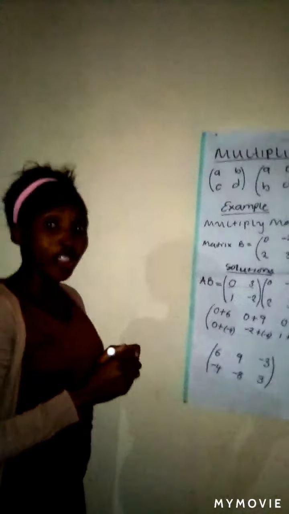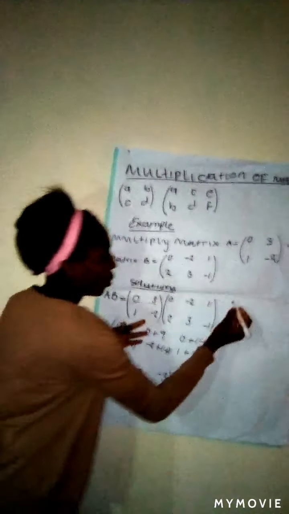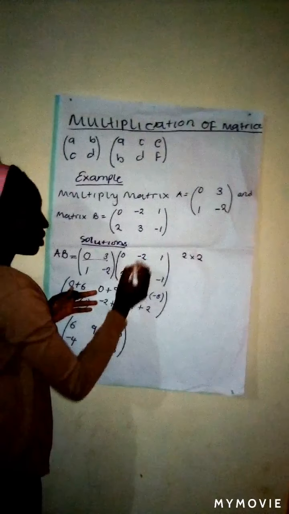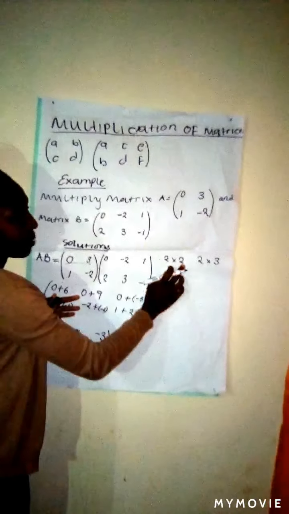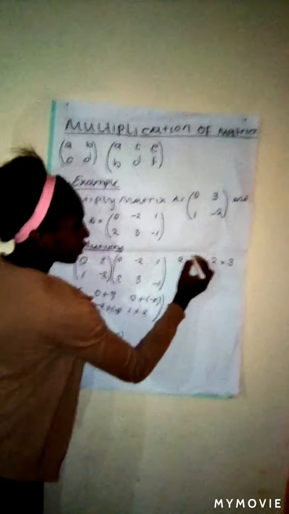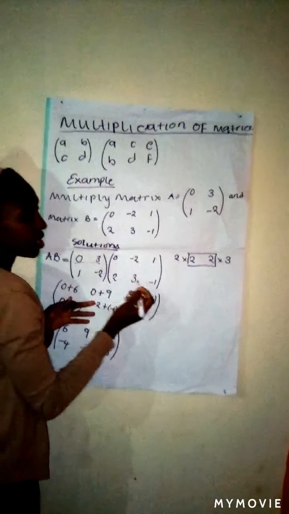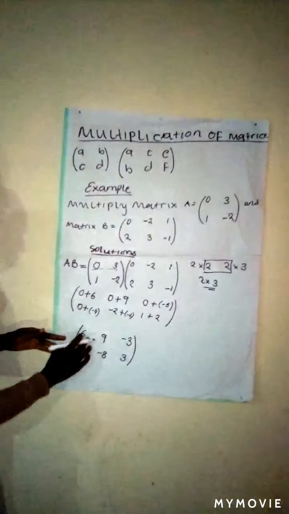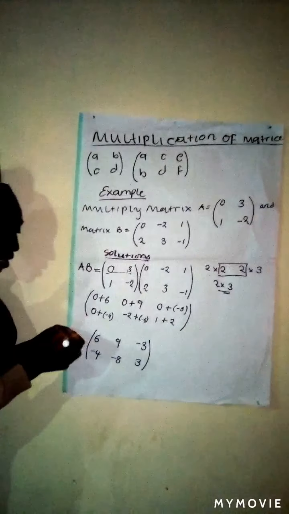The other way you can know the size of the answer is this. Before you even multiply, you know that the first matrix is a 2 by 2 matrix and the second matrix is a 2 by 3, meaning 2 rows, 3 columns. So my final answer after multiplying these two matrices will be a 2 by 3 matrix, which I have here, meaning 2 rows and 3 columns.